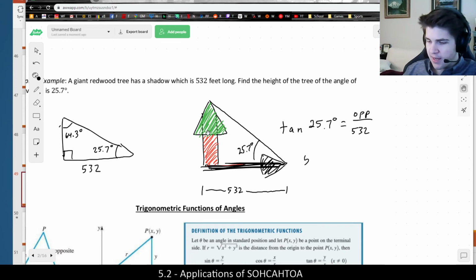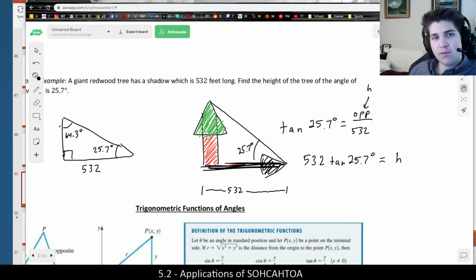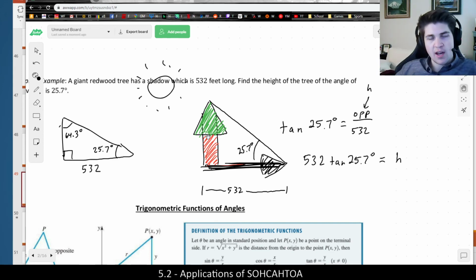So if I multiply across by 532, I would have that the height of the tree, which is the same as the opposite side, must be equal to the shadow length times the tangent of the angle. And this will always be true for such questions where you have the length of the shadow and the angle that the shadow is created from the sun. Also, you can kind of imagine the sun's up here in the sky, and the length of that shadow is going to change as the day grows. But what will not change is this angle of elevation.